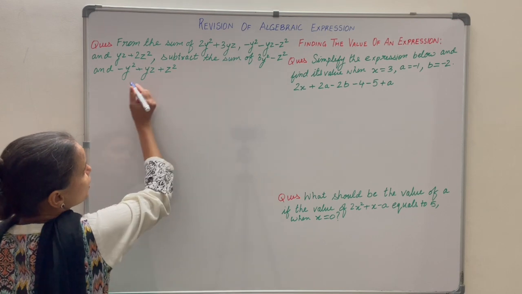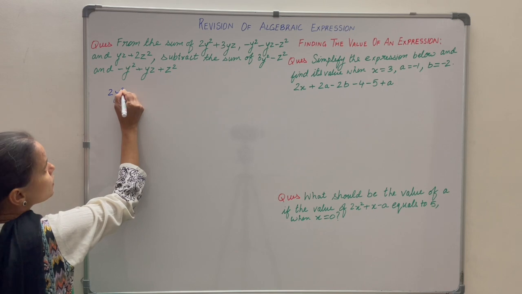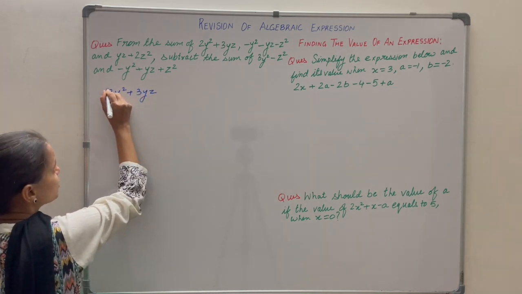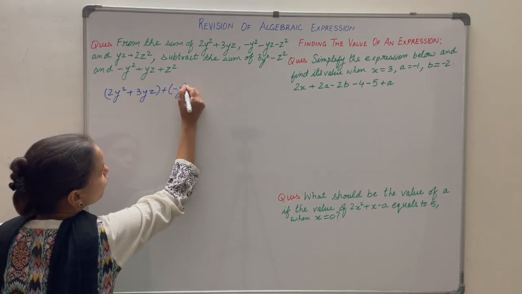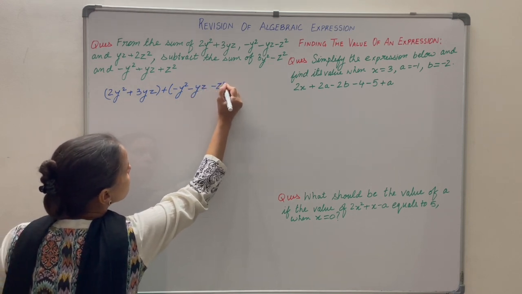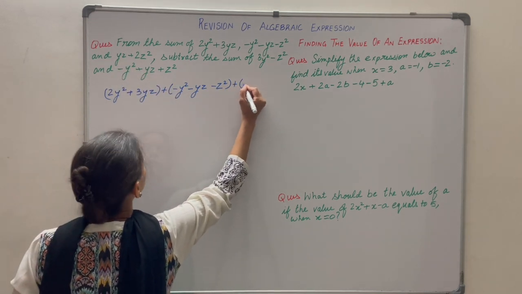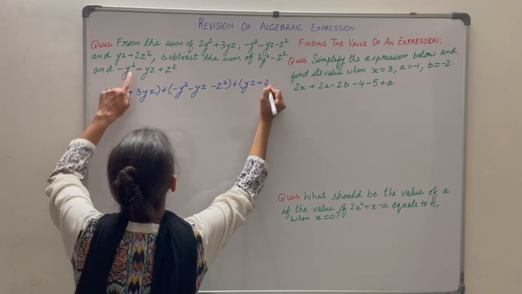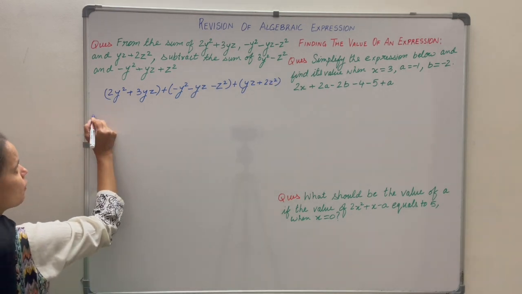The sum of these three expressions: first expression is 2y square plus 3yz. This is your first expression. Next expression is minus y square minus of yz minus of z square. Third expression which has to be added is yz plus 2z square. So we will group the like terms now.